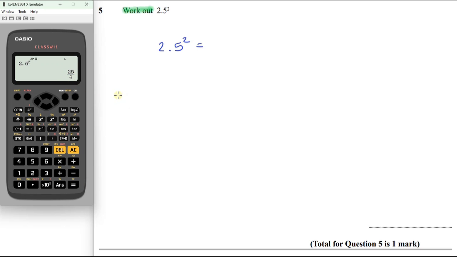So we could write that as our answer. You shouldn't lose any marks, but because we've been given a decimal in the question, if we press this SD button, that converts it to a decimal. So that is 6.25. So that is the answer, 6.25.